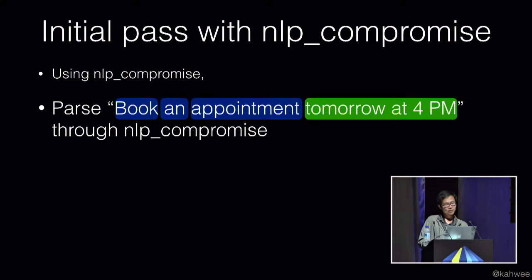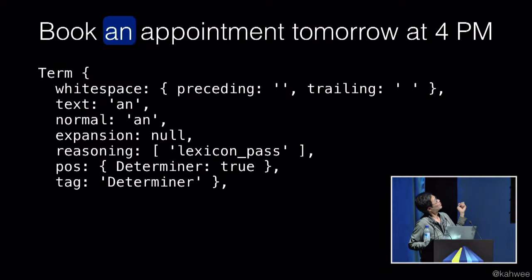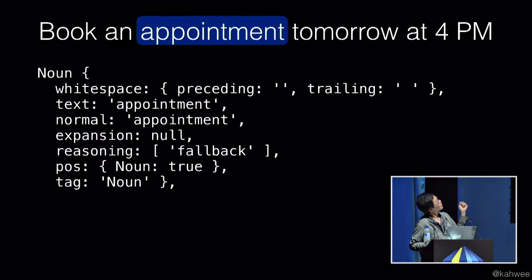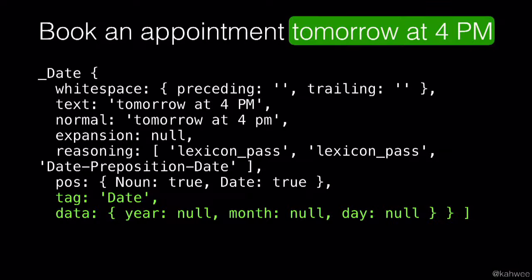So now for the real thing, right? For initial parsing, we do an initial pass with NLP Compromise, and we pass "book an appointment tomorrow at 4 p.m." And this is how it's going to be. It's going to tell you book. It mistakenly thought that it was a noun, because book is also a noun. It's not really smart. But book an appointment, and notice that it grabs tomorrow at 4 p.m. as part of an item, as a term, right?